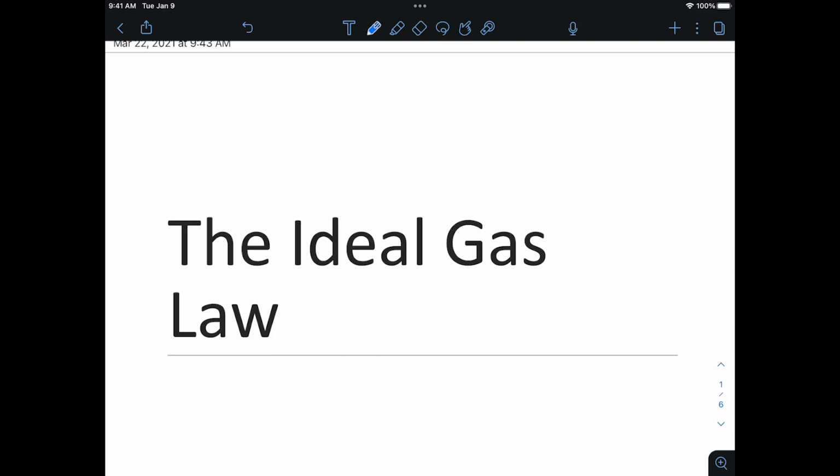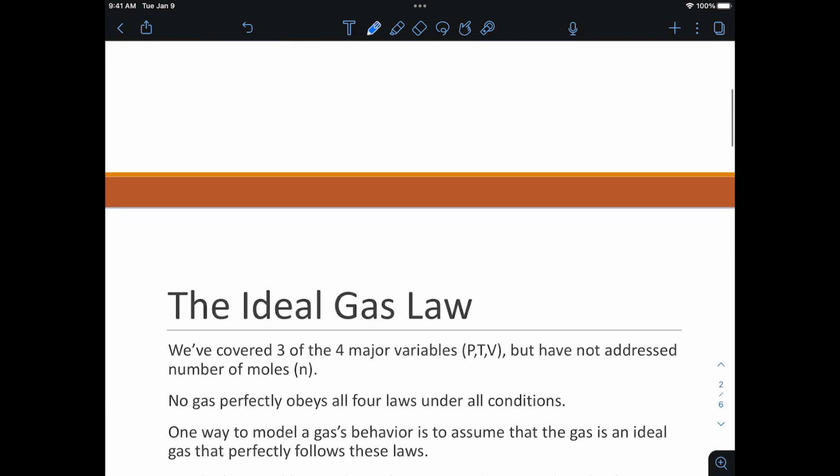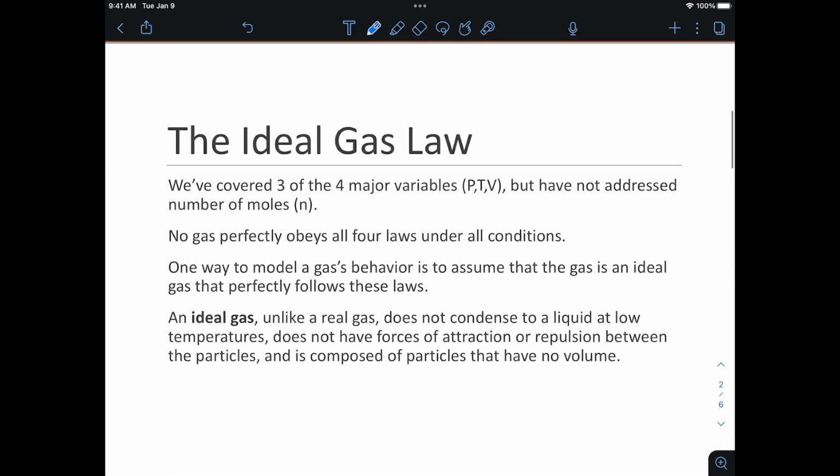Hi, let's get into the ideal gas law. Last week we learned about the combined gas law and the other three gas laws that go into it. The ideal gas law addresses the one variable we haven't talked about yet, which is number of moles. Don't need to write all of this. I'll highlight what I think is most important for you.